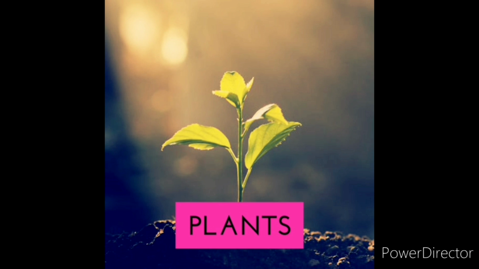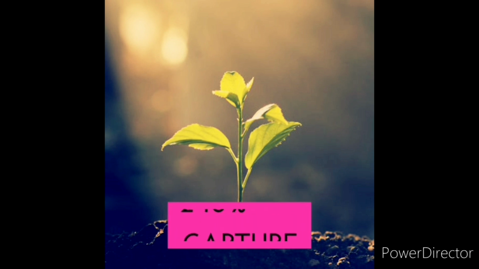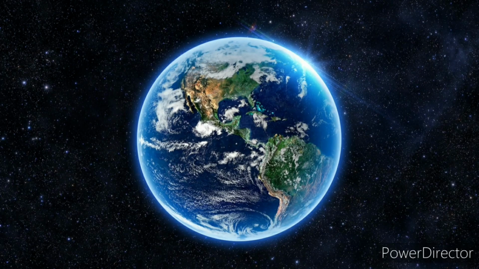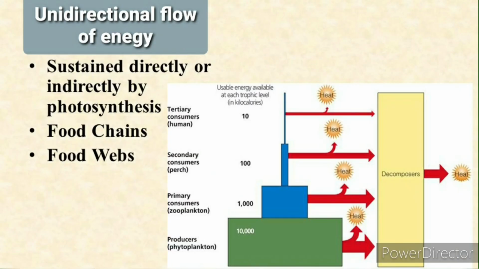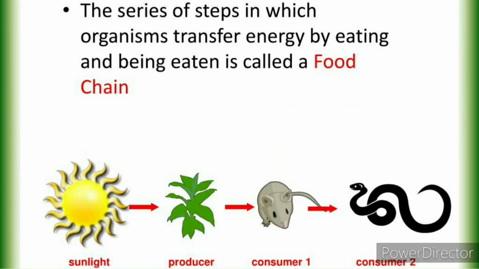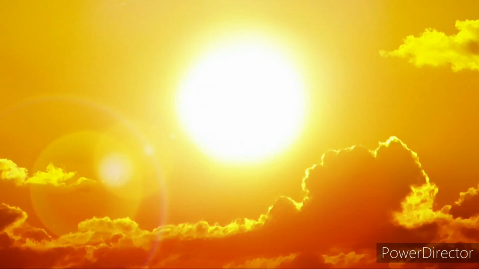The plants are able to capture only 2 to 10% of the PAR, and it is the energy used to sustain all life on Earth. There is a unidirectional flow of energy from the sun to producers and then to the consumers. Therefore, all the organisms are directly or indirectly dependent on the sun.